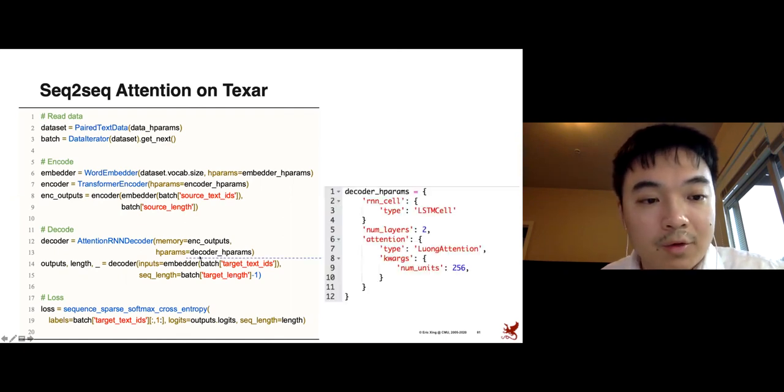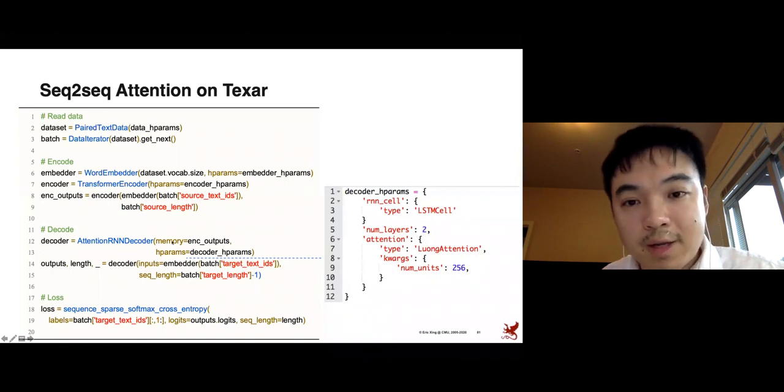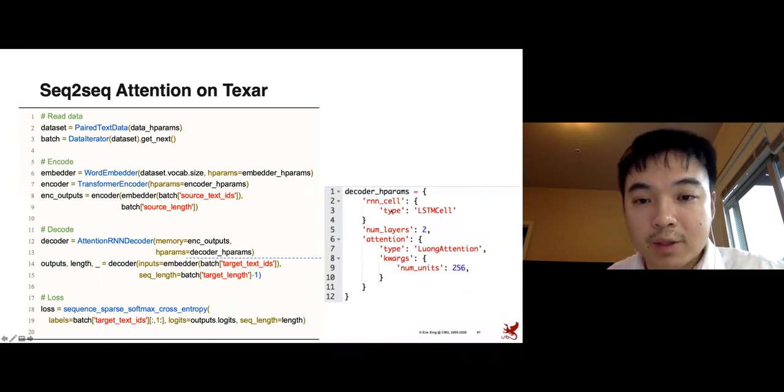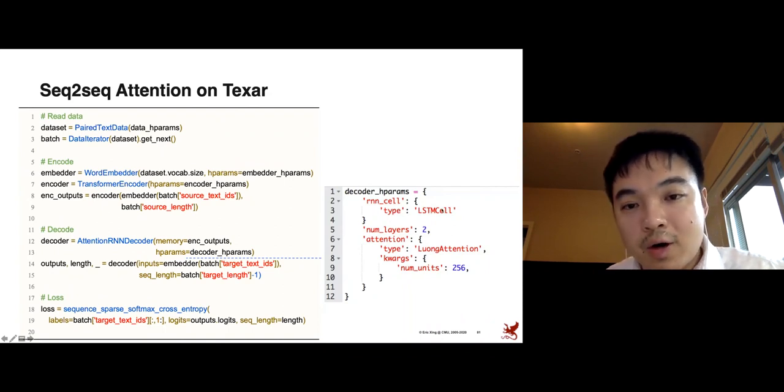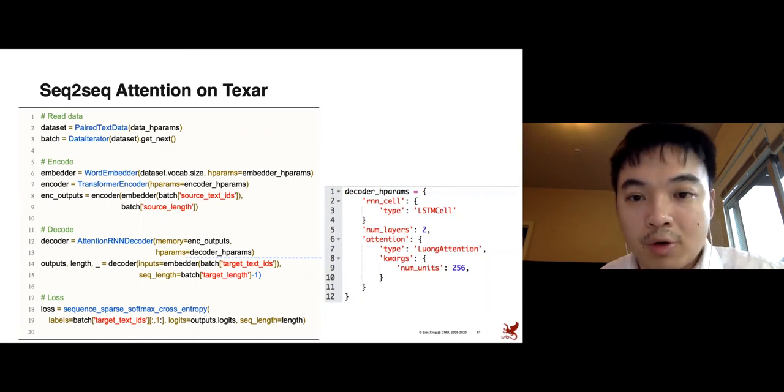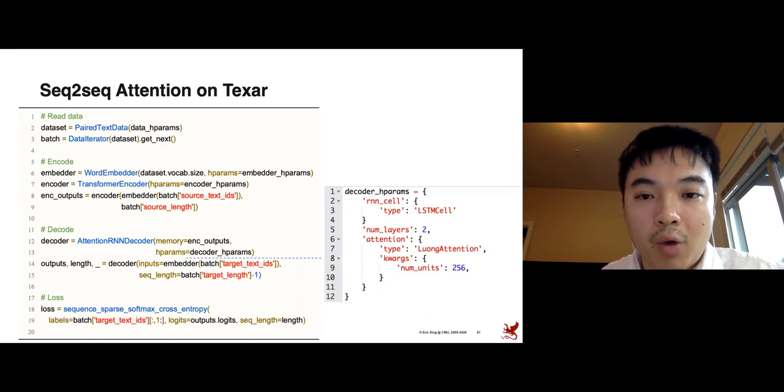So again, just like the embedder, for other modules like the decoder and encoder, we can specify the hyperparameters or configurations. Say if this is a recurrent network decoder, we can specify what type of cell we want to use. We can use an LSTM cell. We can also use other types of recurrent cells like GRU and many different, more advanced ones. We can specify the number of layers for the RNN and what type of attention, based on how we want to compute the similarity scores between the query and the keys.